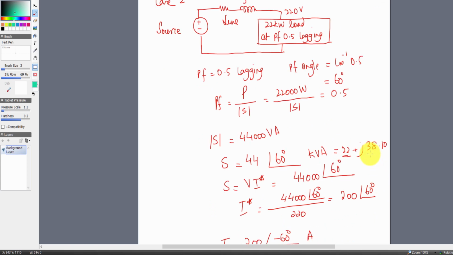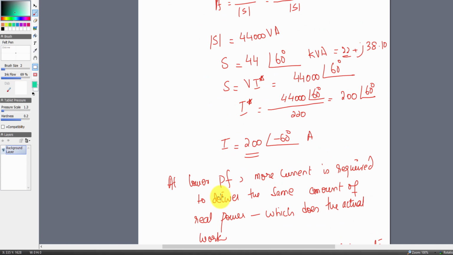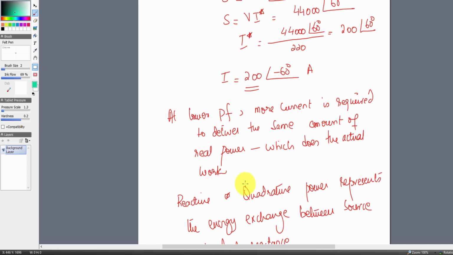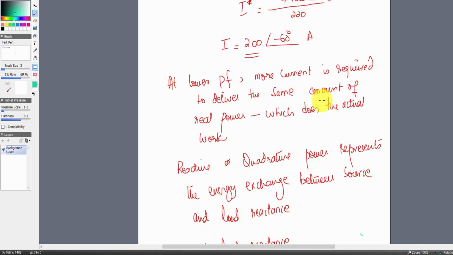So if I compute the current, 44,000 angle 60 divided by 220 angle 0, I get 200 amperes. That means at lower power factor, more current is required to deliver the same amount of real power which does the actual work. So the reactive and quadrature power here represents the energy exchange between source and the load reactance.